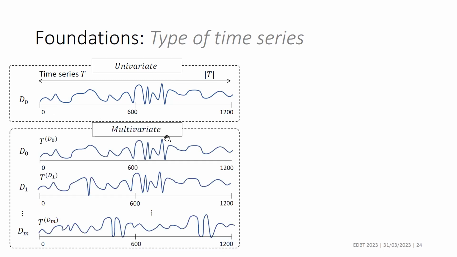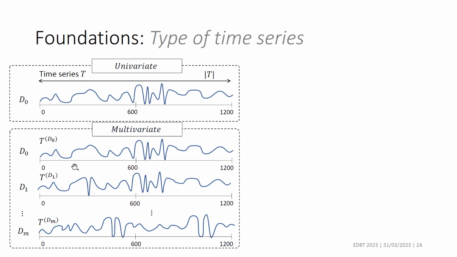Then you might have multivariate time series. Multivariate means you have multiple dimensions, and it could be multiple sensors, different things. But what you have to know is that one point is actually a vector, so it's a multidimensional point evolving in time.